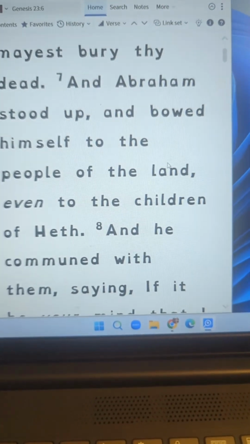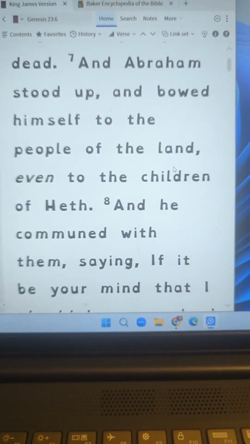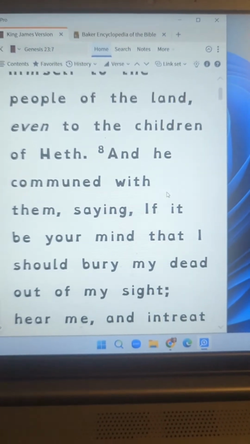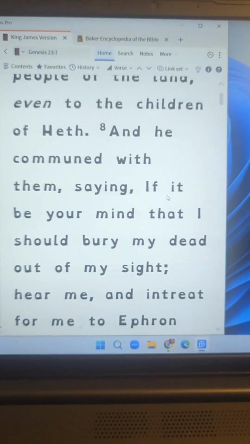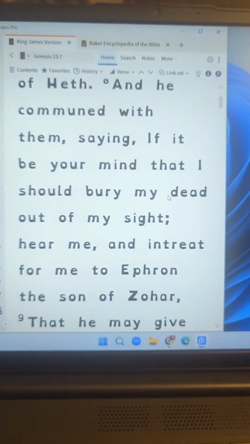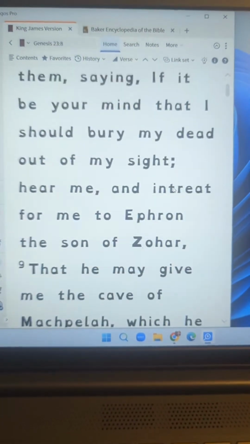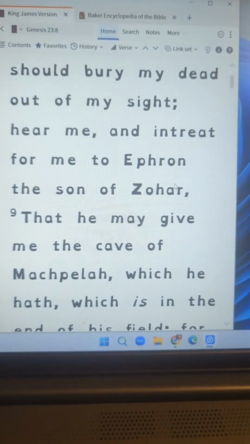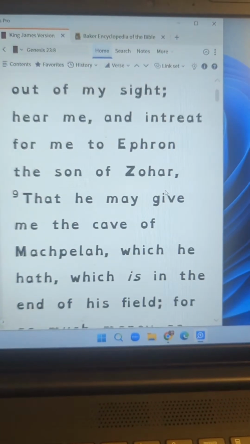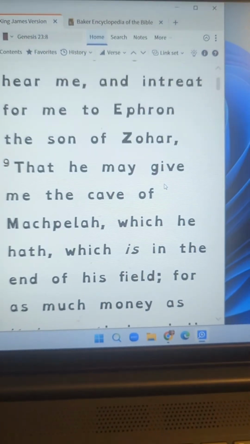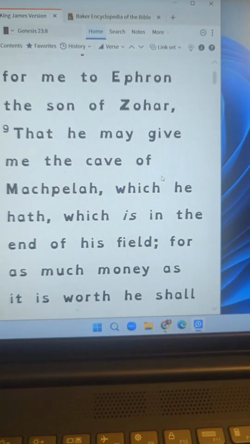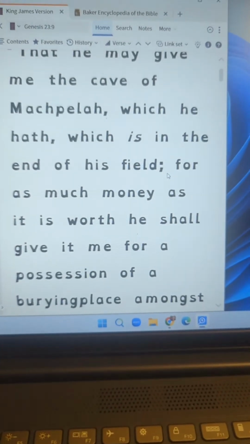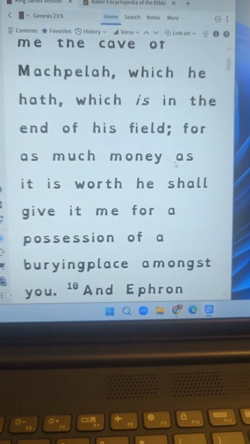And he communed with them, saying, If it be your mind that I should bury my dead out of my sight, hear me and entreat for me to Ephron, the son of Zohar, that he may give me the cave of Machpelah, which he hath, which is in the end of his field, for as much money as it is worth. He shall give it to me for a possession of a burying place amongst you.